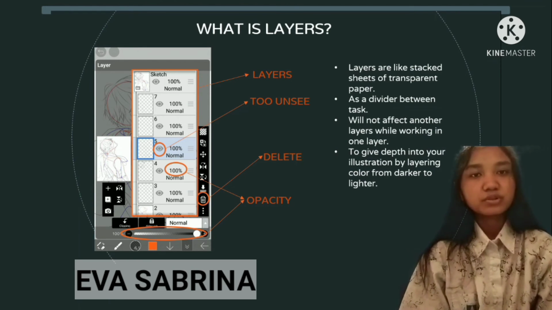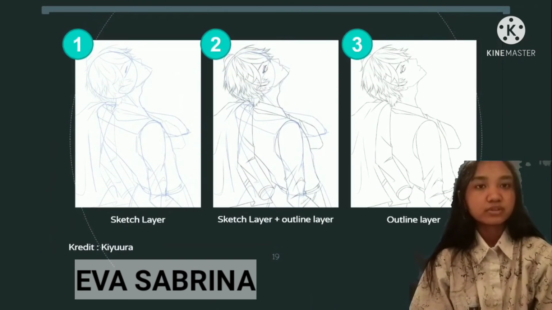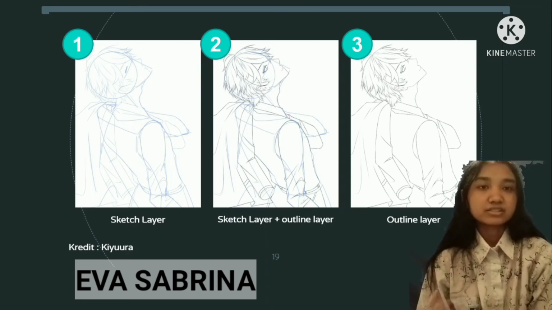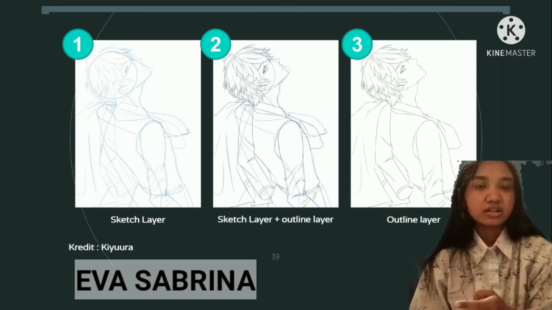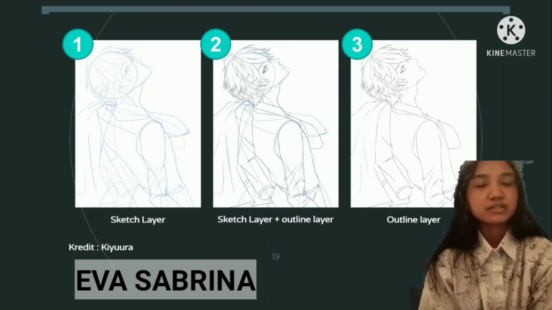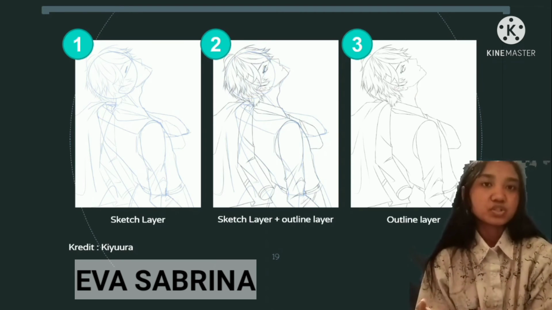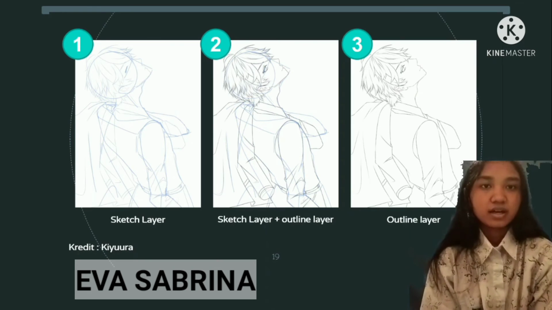Layering can also do you a pretty good job if you know the trick. For example, you want to outline your sketch. Simply add one new layer. Start your outline, and when you're done, you can just delete the sketch layer, and voila, you get a nice and clean outline in just 1 second. While in traditional art, you have to painstakingly erase every scratch.